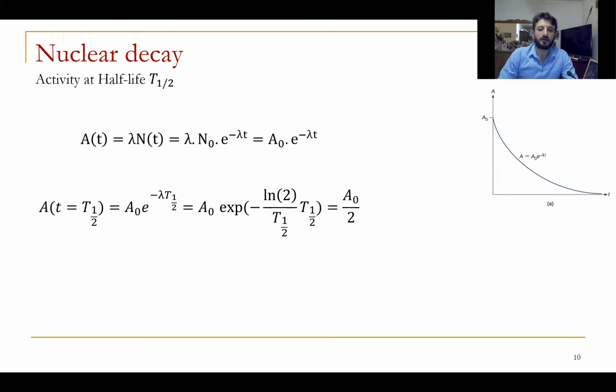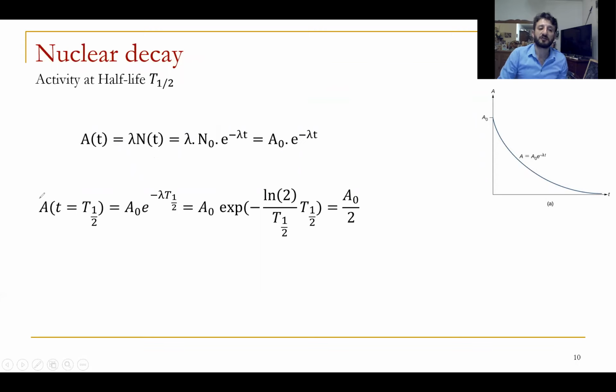Here we can calculate the activity in terms of half-life. You know, activity equals lambda N(t) equals lambda N0 exponential minus lambda t, and lambda N0 equals A0, the activity of decay at initial time. So we get here A equals A0 exponential minus lambda t.